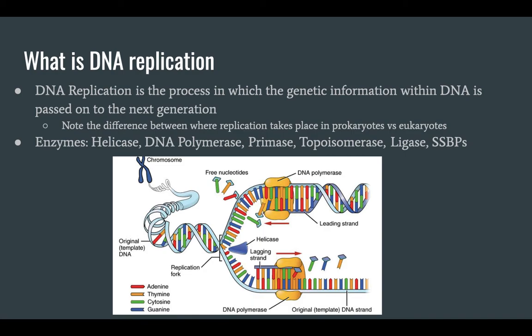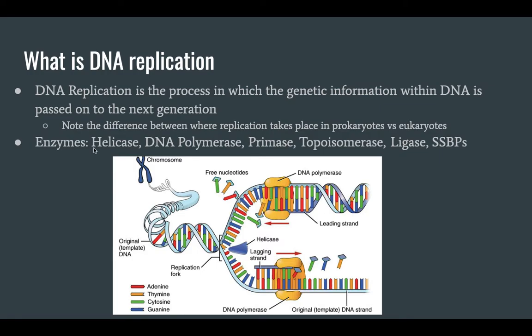So what is DNA replication? DNA replication is the process in which genetic information within DNA is passed on to the next generation. Note the difference between where replication takes place in prokaryotes versus eukaryotes. As we just discussed, prokaryotes have a nucleoid, which is not membrane-bound, and eukaryotes have a nucleus, which is membrane-bound. I'm going to be talking about a brief overview of the enzymes most commonly found in DNA replication. There are more, but those are not as important.